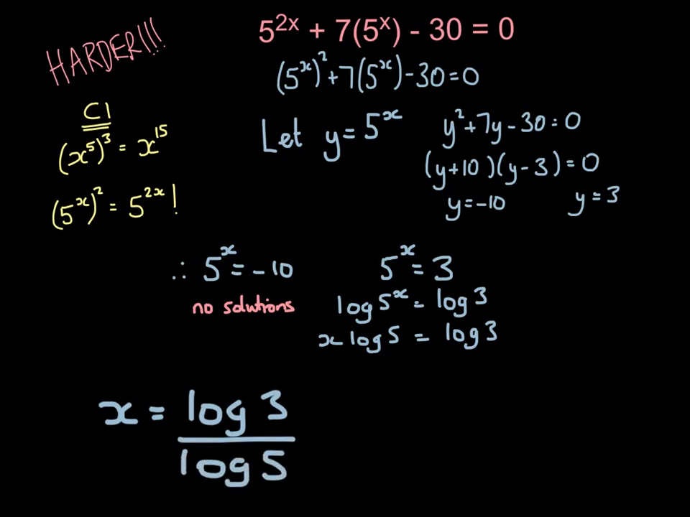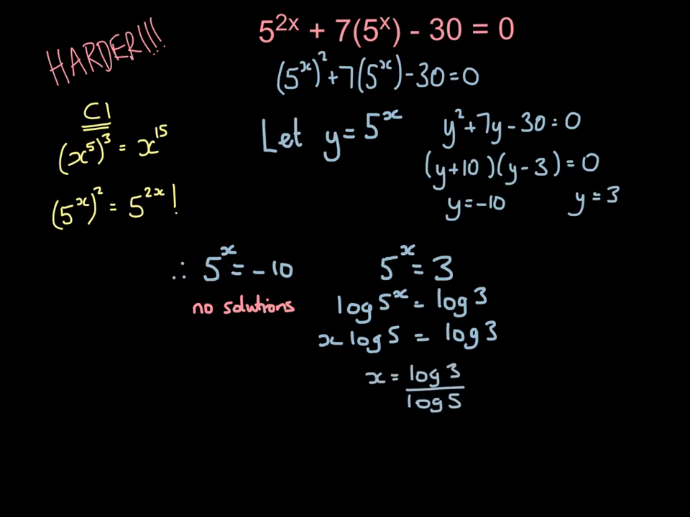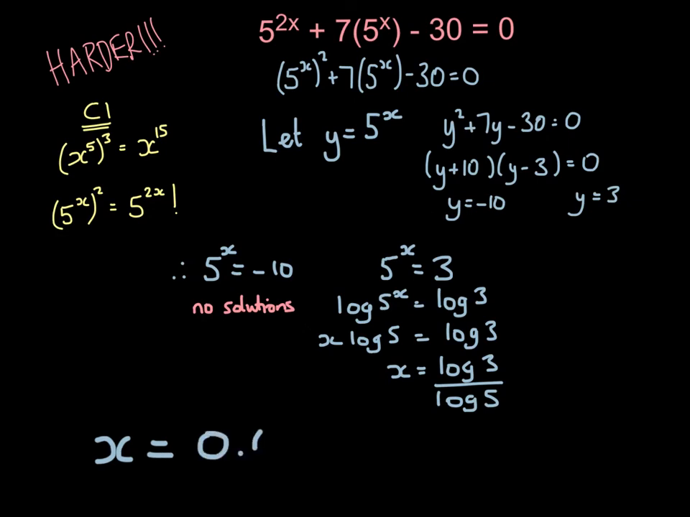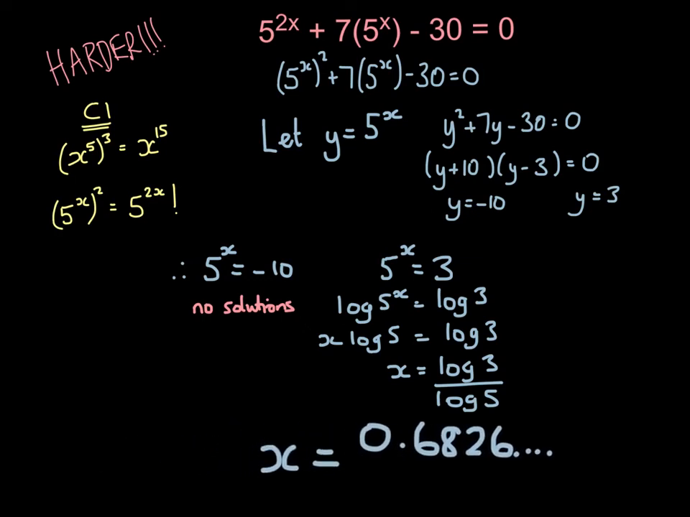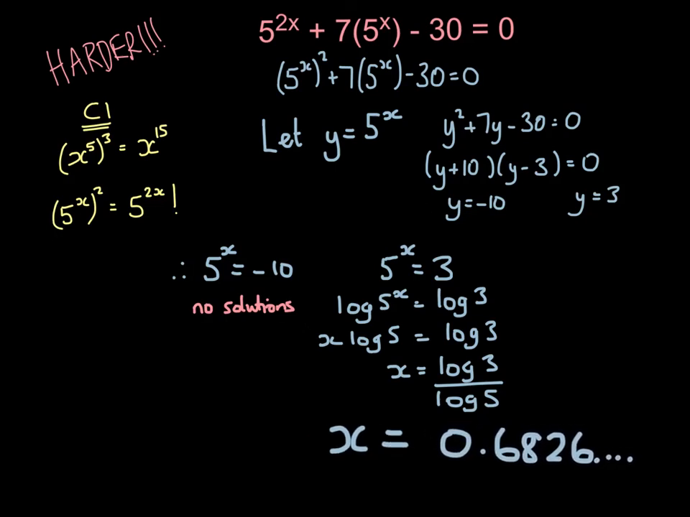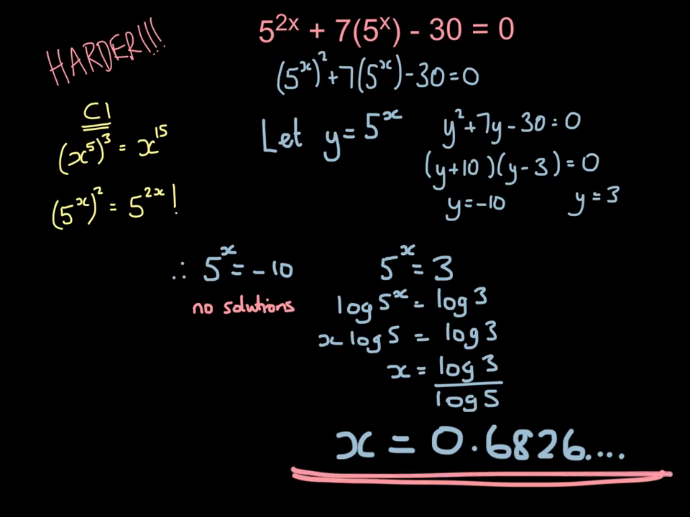I'll stick that into my calculator. Okay, there it is, nice and neat. So x is just going to be equal to 0.6826 and so on. You can round that then to 3 significant figures. Okay, let's just put it over there. Alright, again, imagine solving that type of equation without the topic of logarithms. Okay, right, off you go, good luck.